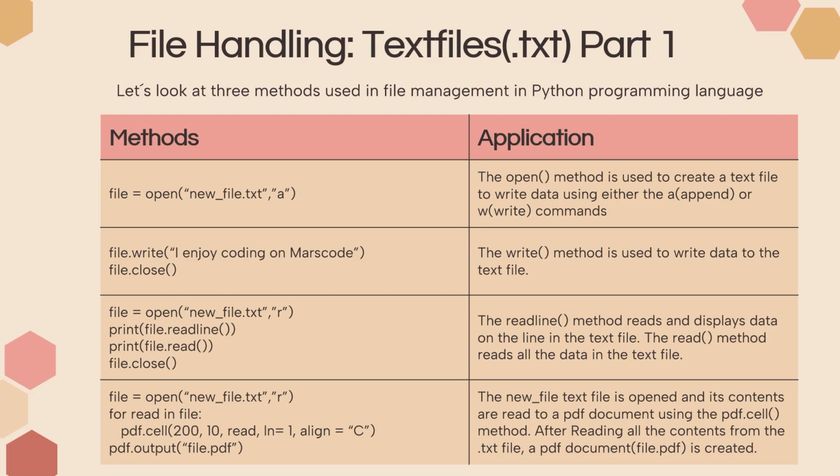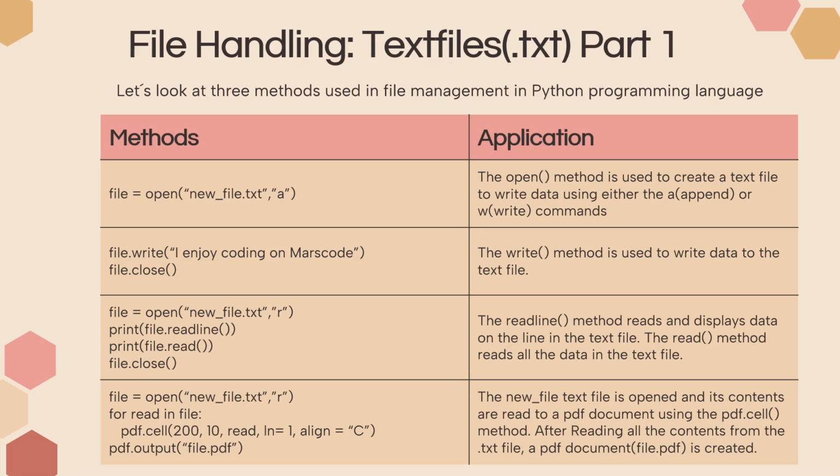The second method we're going to be looking at is the file.write method, and what this method does is just write data to the text file. As you can see in this example, we have file.write, and in parentheses, we're writing this sentence, I enjoy coding on MarsCode. Of course, whenever you want to write something to a file, afterwards you have to close the file, and that's what we're doing there. We're putting file.close.